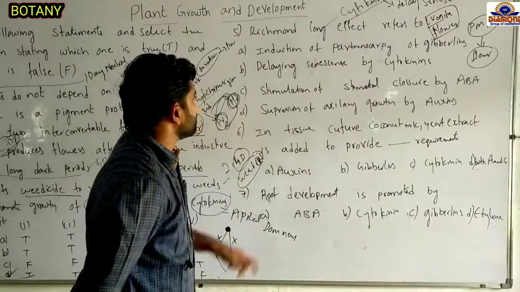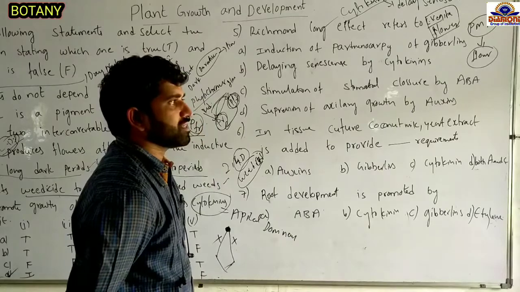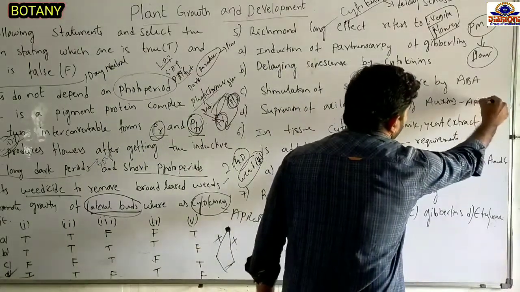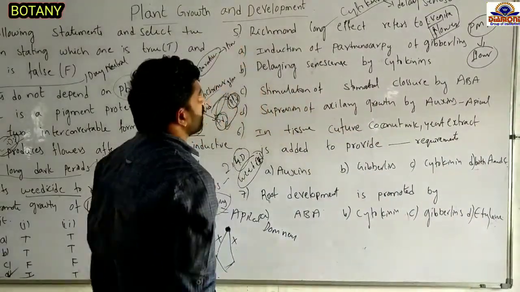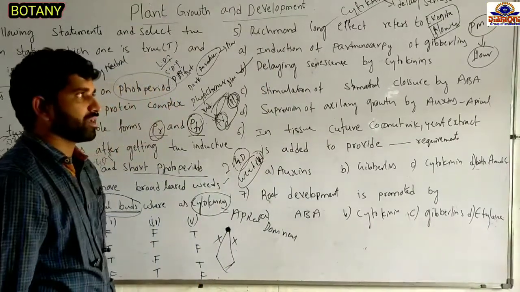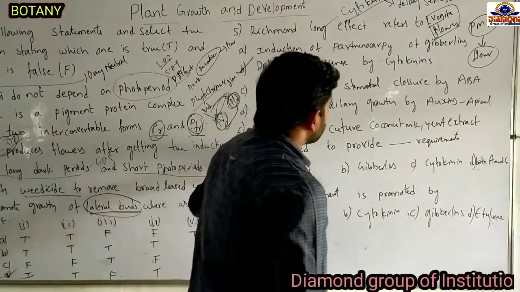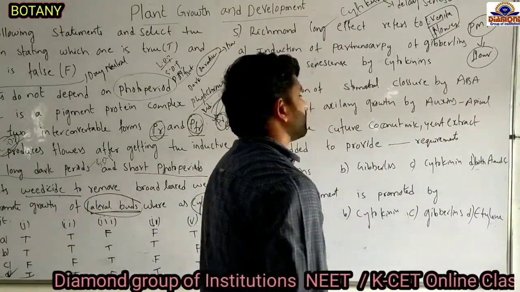And option D, suppression of axillary growth by auxins. Yes, suppression of the axillary growth by auxins is called apical dominance, but it's not related to the Richmond-Lang effect. The Richmond-Lang effect means delay of senescence. It's a character of cytokinin. Answer B. And next question: in tissue culture, coconut milk and yeast extract is added to provide requirement of.